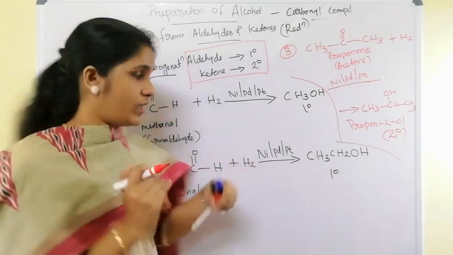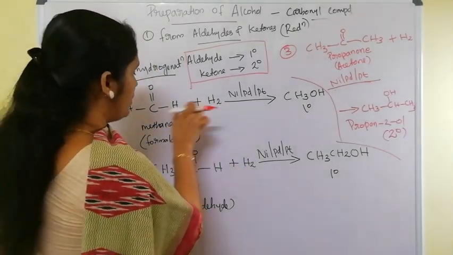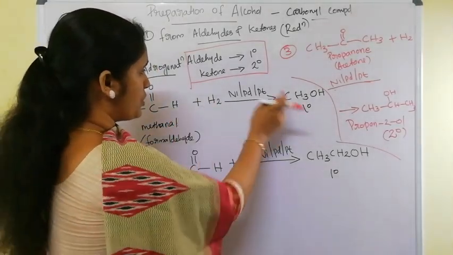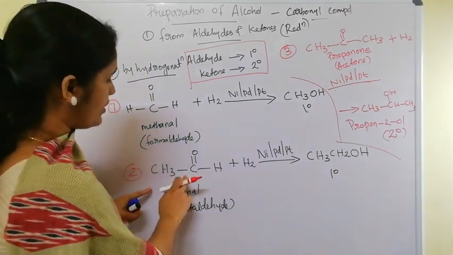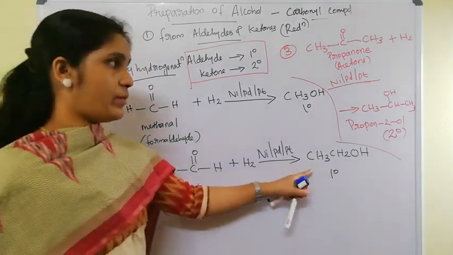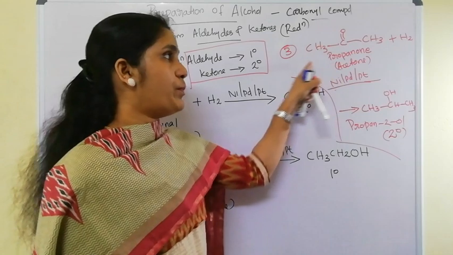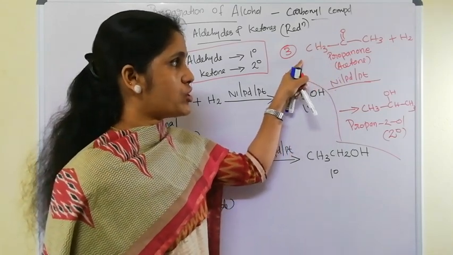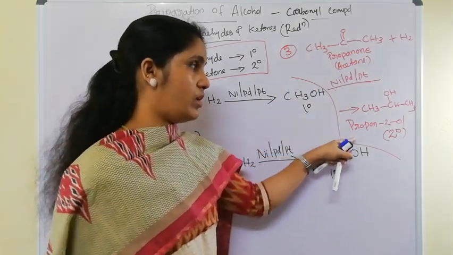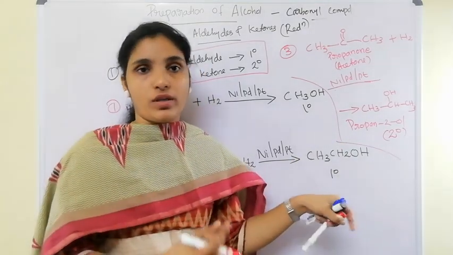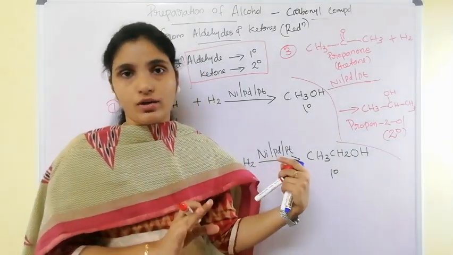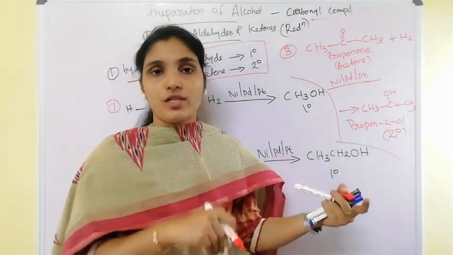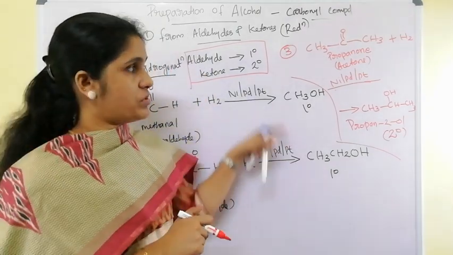We have proved that with two examples: methanal, the basic aldehyde, which gives a primary alcohol, and acetaldehyde also gives a primary alcohol. But propanone, acetone, is a ketone, which on hydrogenation gives what? Propan-2-ol. That means a secondary alcohol. Okay. Now let's move to the mechanism of this formation.